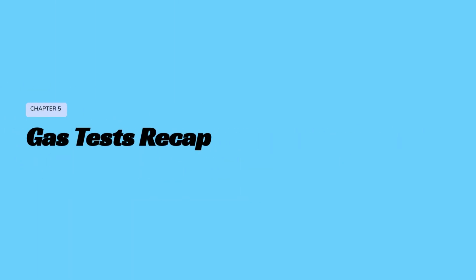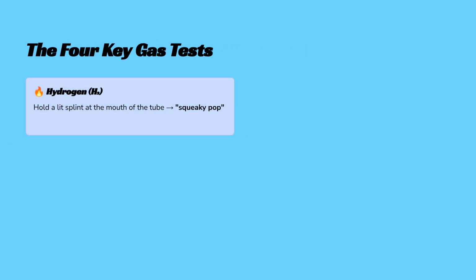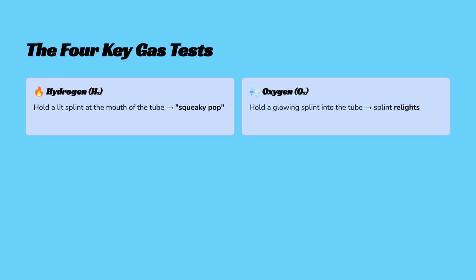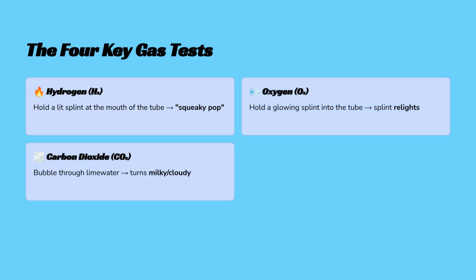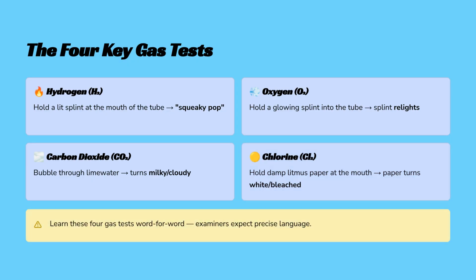Chapter 5 is a recap of the essential gas tests. These methods are used to identify common gases produced during various chemical reactions. You must know the specific test and the distinctive positive result for several gases, as these are frequently tested in the exam. Hydrogen is confirmed by the squeaky pop when a lit splint is held at the mouth of the tube. Oxygen relights a glowing splint. Carbon dioxide turns lime water milky or cloudy. Chlorine bleaches damp litmus paper white. Learn these tests precisely.